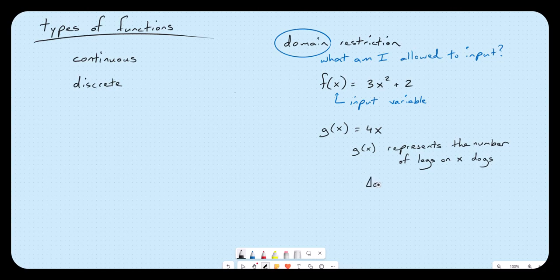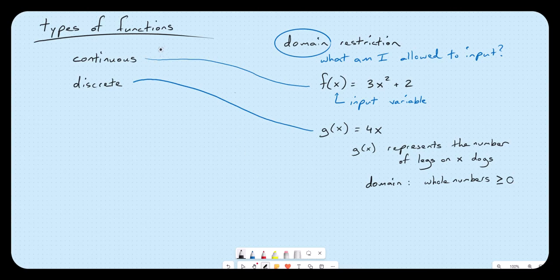My domain here would be whole numbers, and it would have to be whole numbers that are greater than or equal to 0. I can't do negative numbers, and fractions and such don't work. So this one is actually going to be an example of a discrete function. This one is going to be a continuous function.